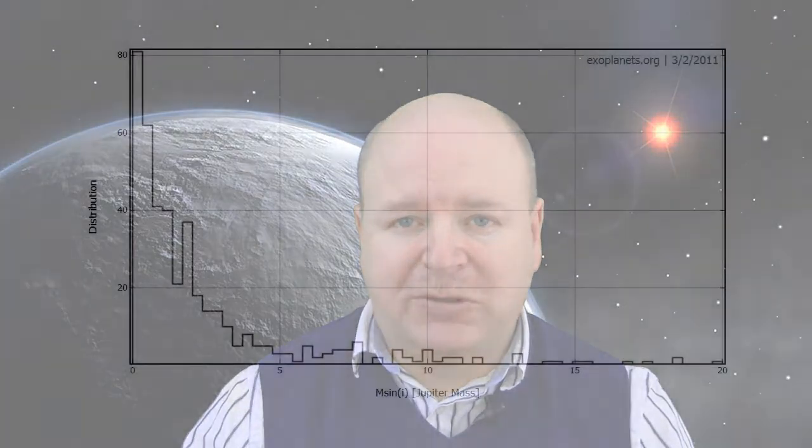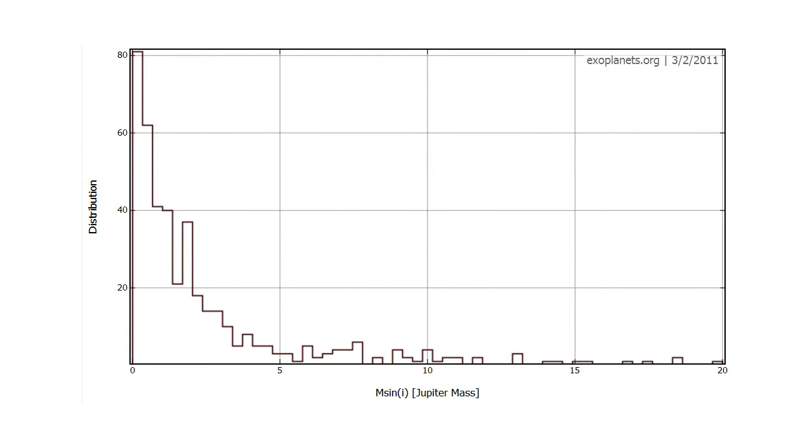The second plot from exoplanets.org shows the mass distribution of some 400 planets. It's clear that planets with small masses are more common, at least in this sample. Could be that it's simpler to form small rocky planets as a byproduct of star formation.